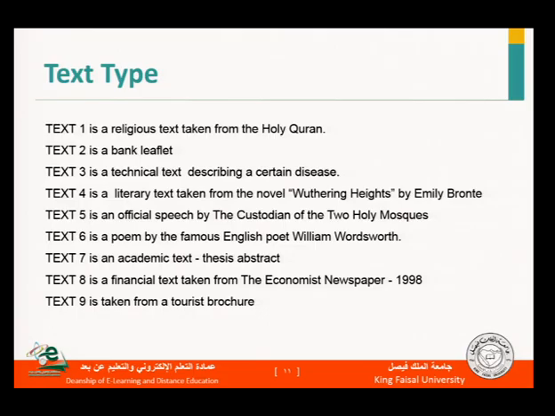هذه كانت عندنا قصيدة للشاعر الإنجليزي الرومانسي المعروف ويليام ووردزورث, the poem "She dwelt among the untrodden ways, beside the springs of the..." and so on. Text 7 is an academic text, a thesis abstract. كان عندنا مثال thesis abstract ملخص رسالة ماجستير أو دكتوراه. Text 8 is a financial text taken from the Economist newspaper. And text 9 is taken from a tourist brochure يعني نشرة سياحية أو كراس سياحي.